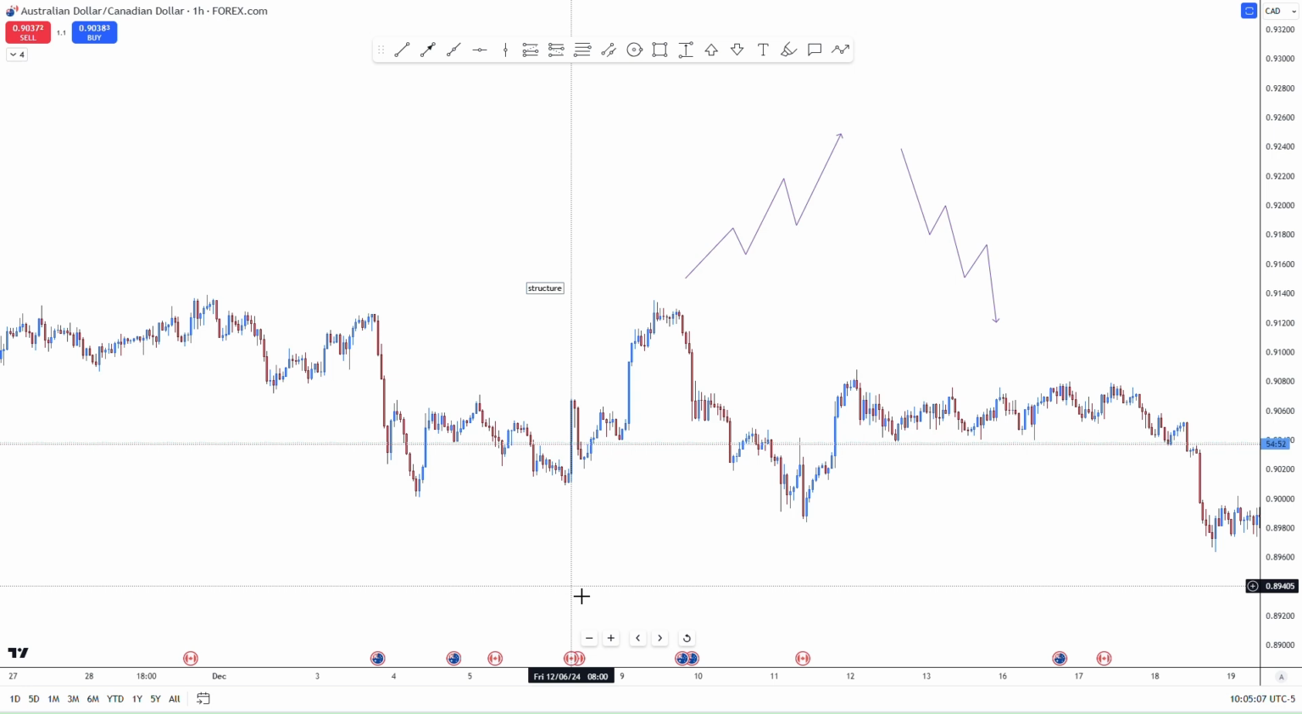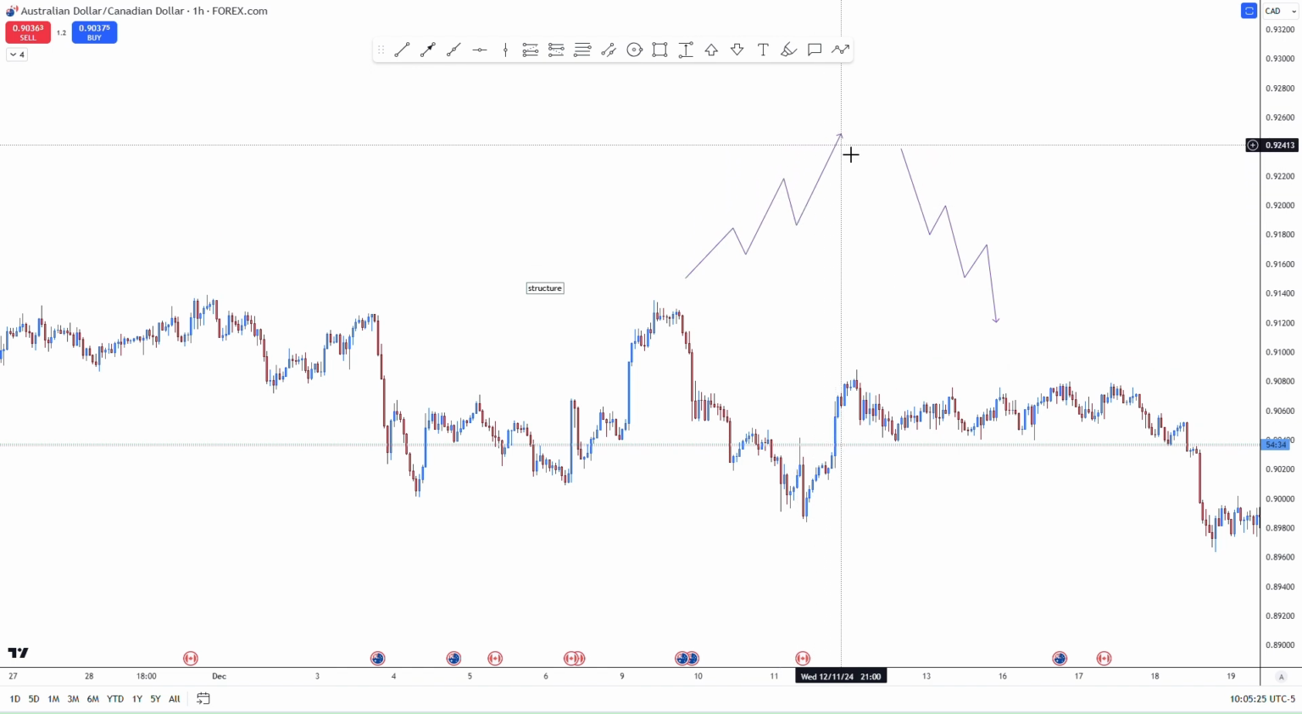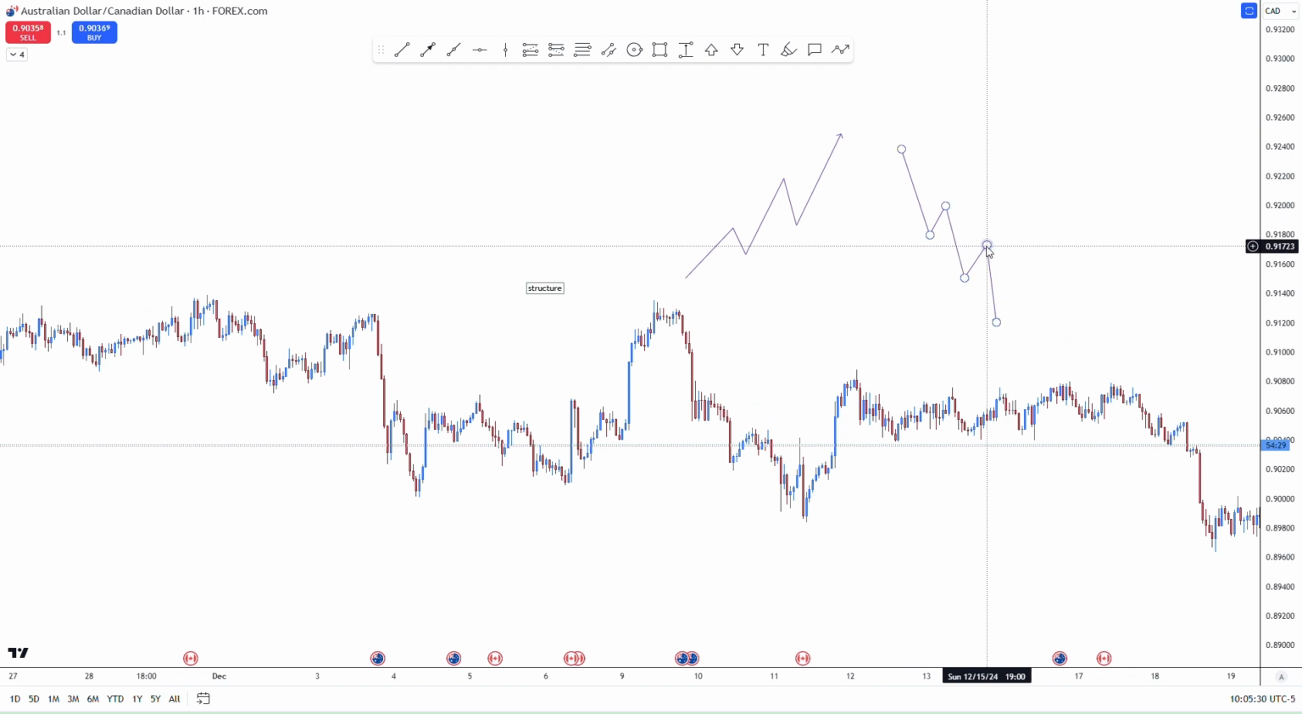Hey everyone, should be a relatively quick video today. We're going to talk about structure and reading structure, okay? I've talked about it briefly in a couple of the other videos, the idea of if we're trending bullish, we're creating higher highs, higher lows, higher high, higher low, higher high, and bearish is the opposite: lower low, lower high, lower low, lower high, lower low, okay?